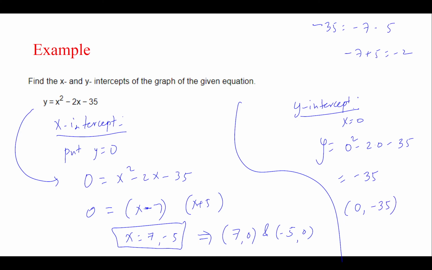So when you plot the graph of this equation, you know that this graph is going to intersect the y-axis at (0, -35), and the x-axis at (7, 0) and (-5, 0). So that's how it would be useful.